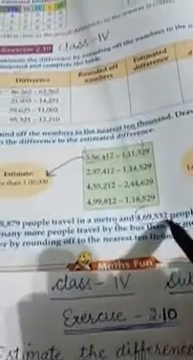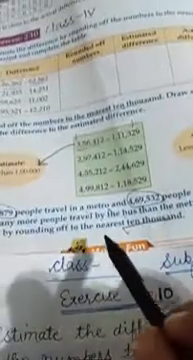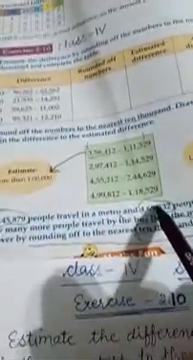Here you can see more people travel by the bus and we have to find out how many more people travel by the bus. So here we will do the subtraction of these two numbers, and while doing subtraction, bigger number minus smaller number. Yes, verify your answer by rounding off to the nearest 10,000. Here firstly we have to find out the actual difference and then we have to find out the estimated difference by rounding the numbers to the nearest 10,000.